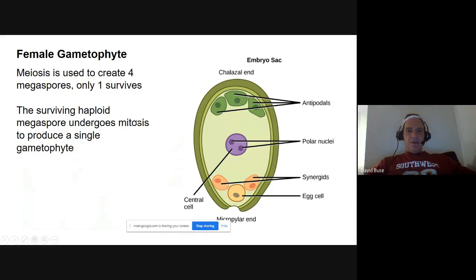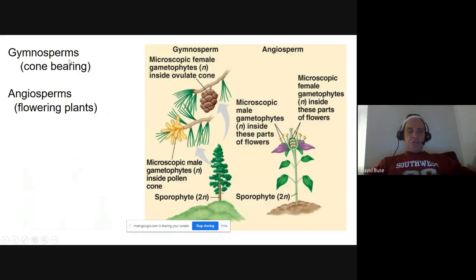The female gametophyte is found in the ovary of the plant. In the female gametophyte, only one of the 4 megaspores that's produced by meiosis survives to become the egg cell. And so here you can see the egg cell. This is the egg cell that will be fertilized to make a new embryo. And gymnosperms and angiosperms, these are different species of plants. Gymnosperms are the cone-bearing plants. Angiosperms are the flowering plants.